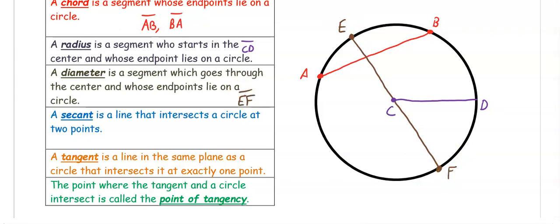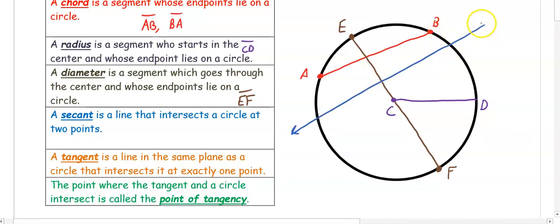A secant and a tangent are lines then. A secant is a line that intersects a circle in two places. So it's going to go through our circle twice. So GH would be our secant, and with GH it's going to have arrows, unlike the chord, radius, and diameter, which just have a line for a segment.